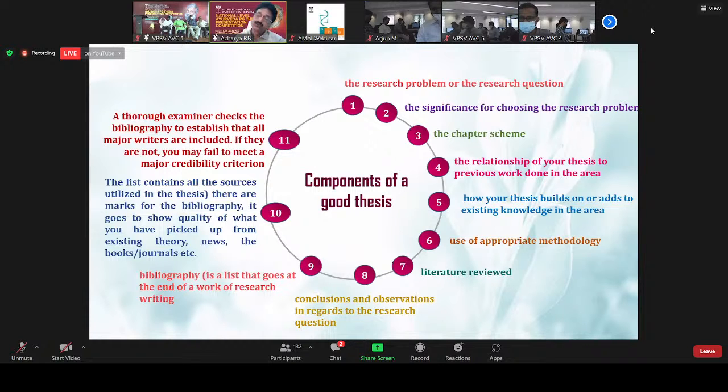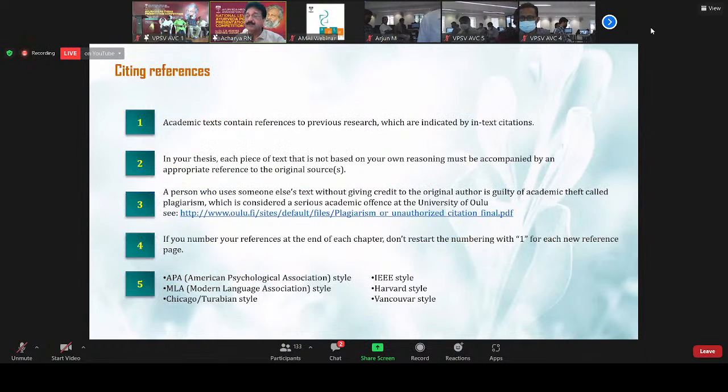So students, if you perform well, these are the points which the evaluators look at. I give my regards to the panel of examiners, 7 to 10 examiners, those who have evaluated. It's a very critical job. But students, if you follow these points, then your thesis will succeed. So citing references is also one of the major parts there.